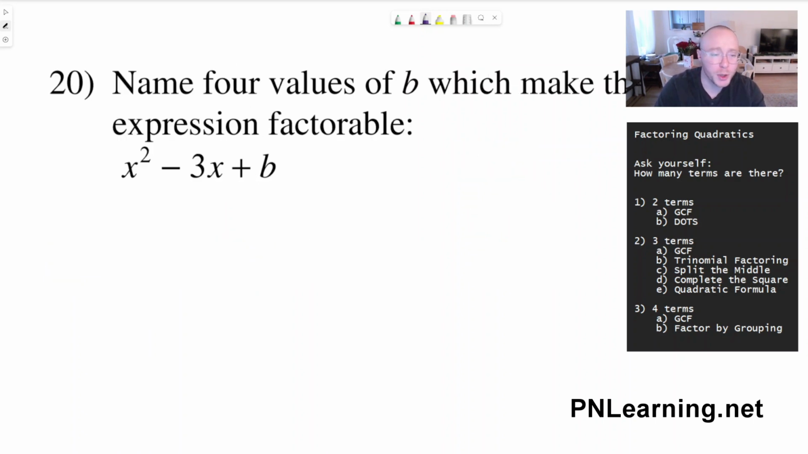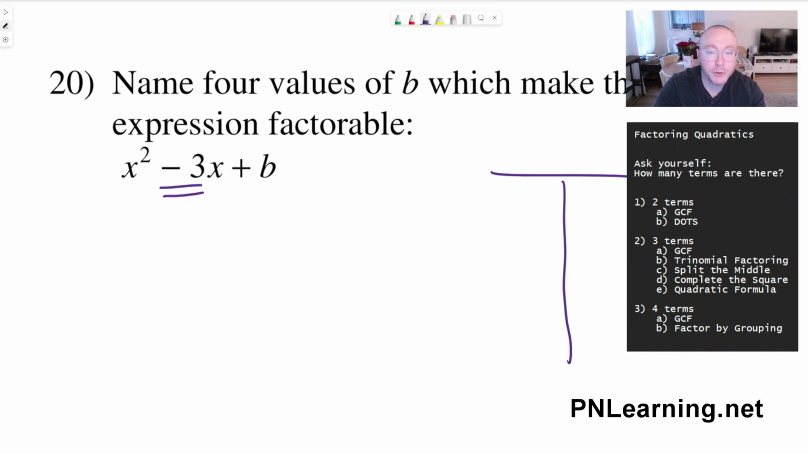All right, so here's number 20. It says name 4 values of b which make the expression factorable. And in this case, b is in the c term position, so that's the number we're going to factor. So whatever number we're factoring, we want to make sure that the factors add up to negative 3. Right, so technically here, b could be a positive or negative number. Just because we have a plus here doesn't mean that b has to be positive, so we should be prepared for b to be either positive or negative. So let's see, what numbers could add up to negative 3?